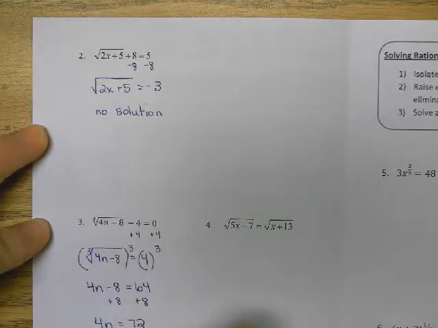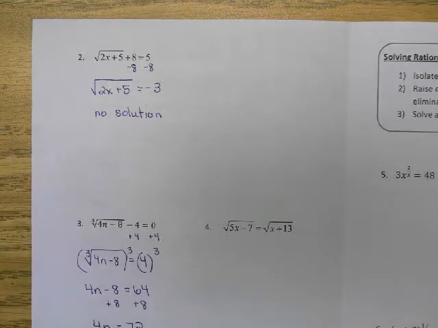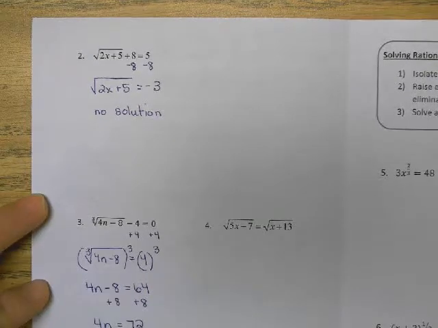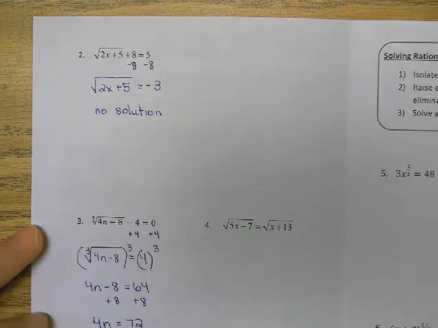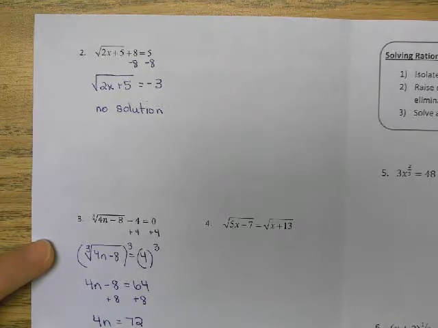Divide by 4. So n is equal to 18. Again, take that answer and take it back up. Is 4 times 18 minus 8, minus 4 equals 0? Well, we know that 4 times 18 is 72.